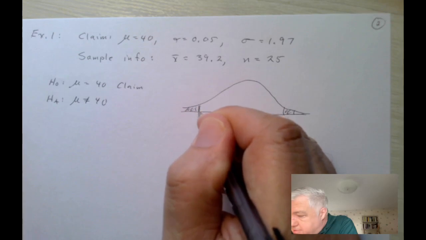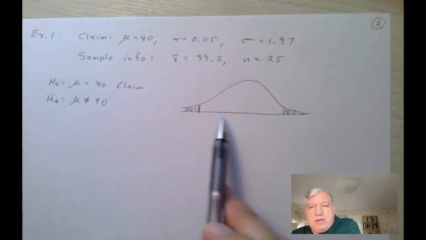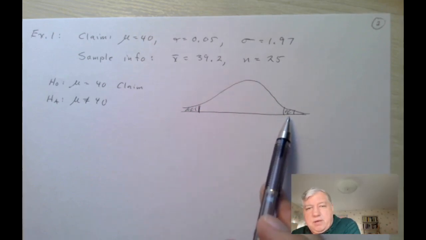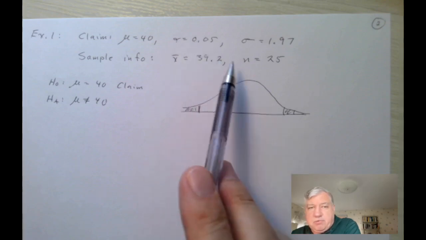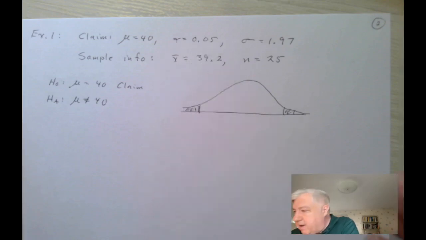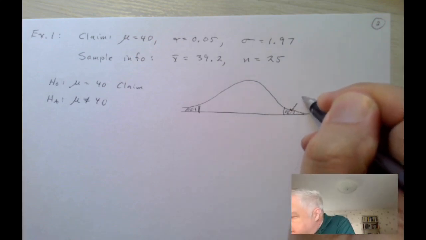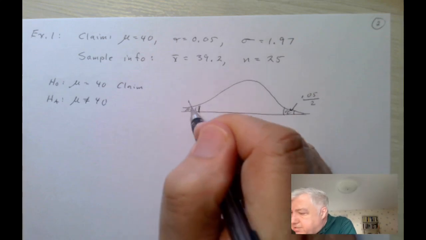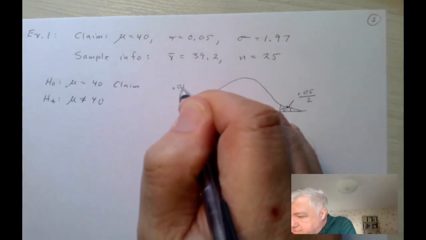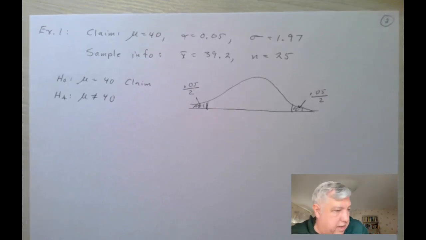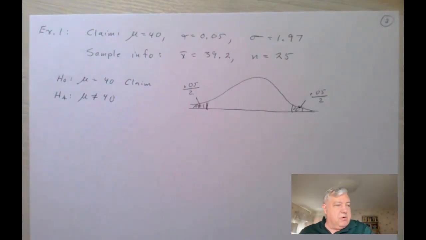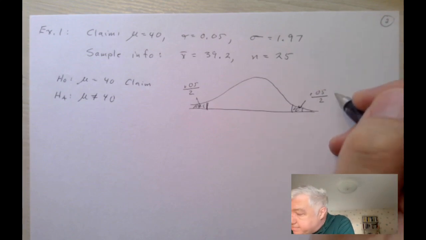So those are our two tails. And the combined areas need to be equal to alpha, which is 0.05. So the area of this tail is 0.05 over 2, and so is this area. Okay. And this turns out to be 0.025.